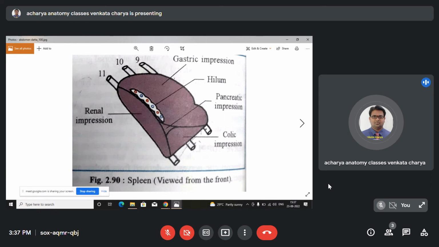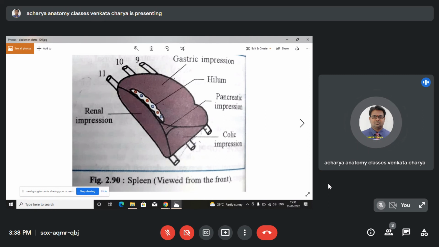So what did we write earlier for the nerve supply of foregut structures? Sympathetic by T5 to T9. Parasympathetic by the vagus nerve. So this one is the spleen.